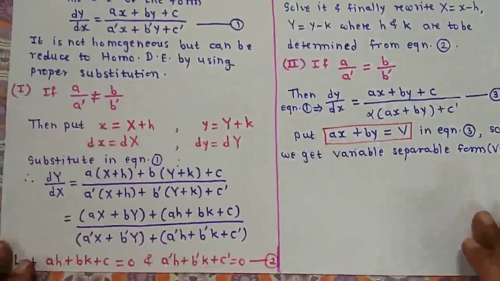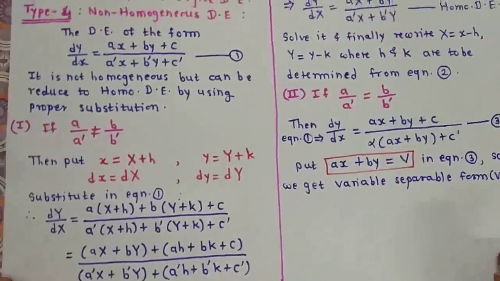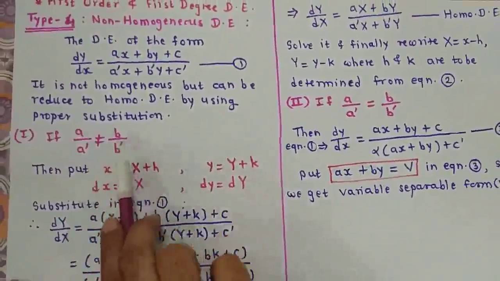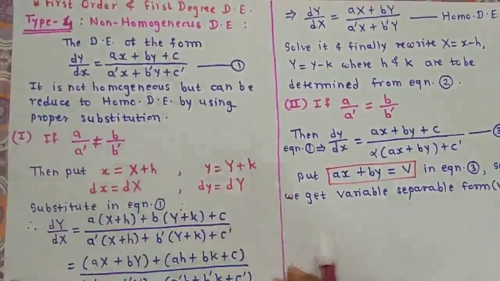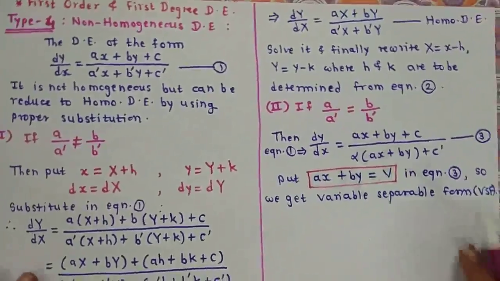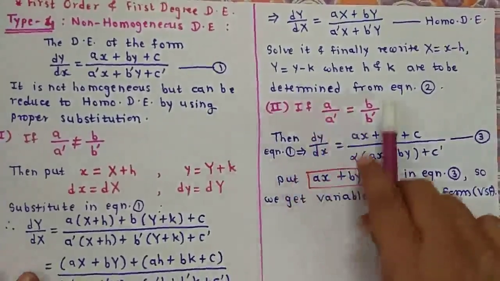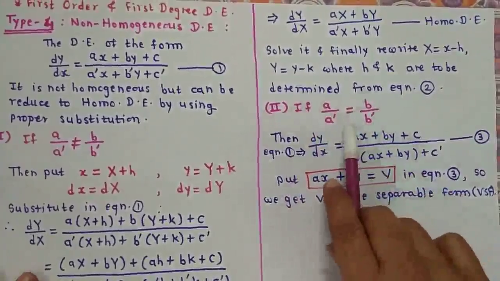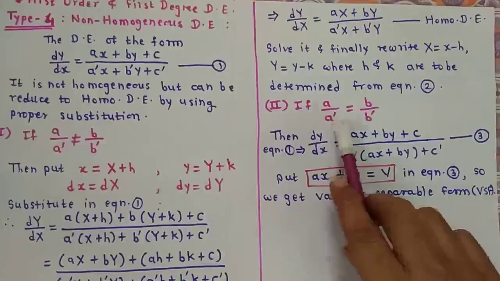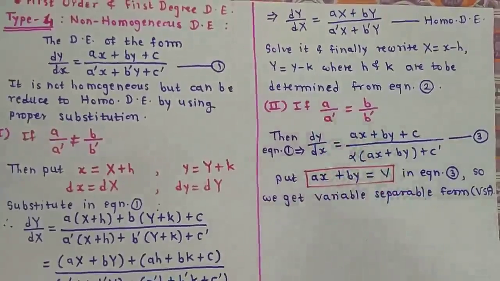In this way we solve the non-homogeneous differential equation for the first case, a upon a' not equal to b upon b'. Now let us see the second case. We apply the second case if the ratios a upon a' and b upon b' are equal.